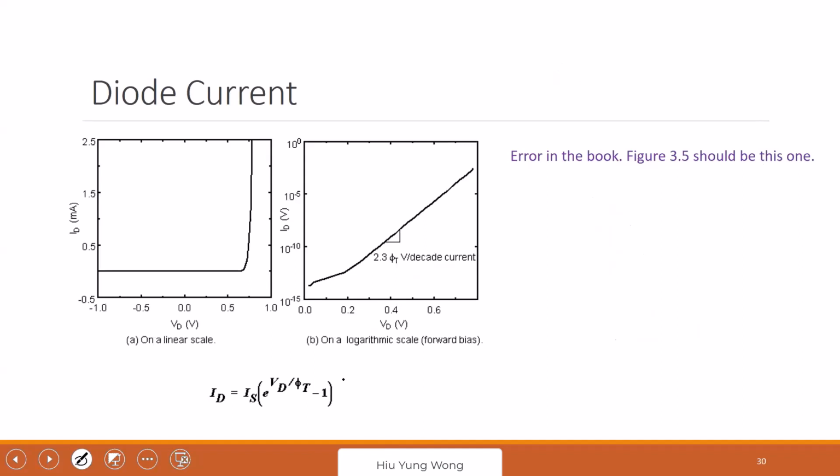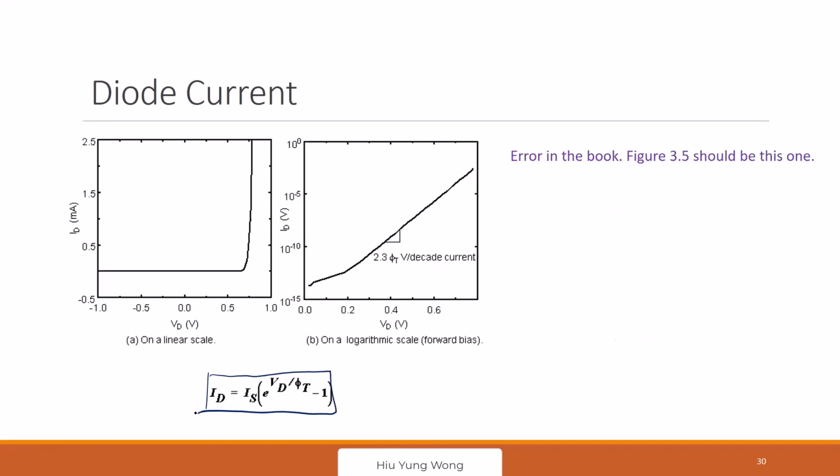Now, how about the current? How do we find the currents? A lot of derivation, maybe you learned in another class, such as E221, right? But it is very simple after all. We just remember this one: ID equals IS times (e to the power VD divided by phi t, minus 1).